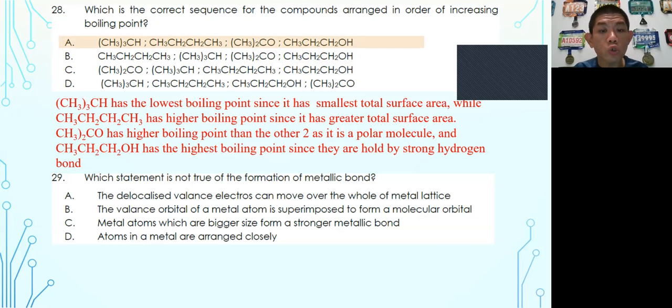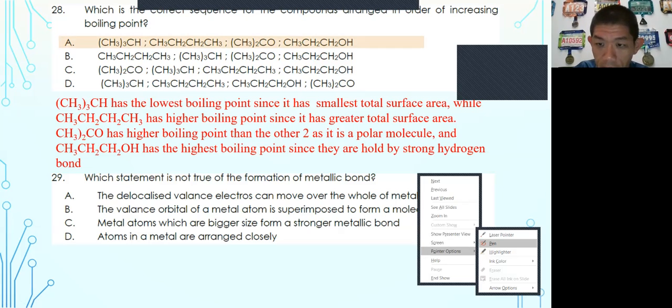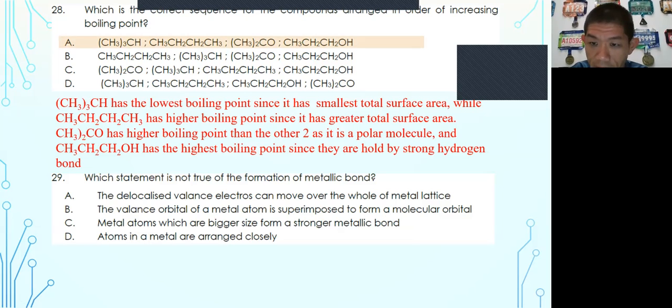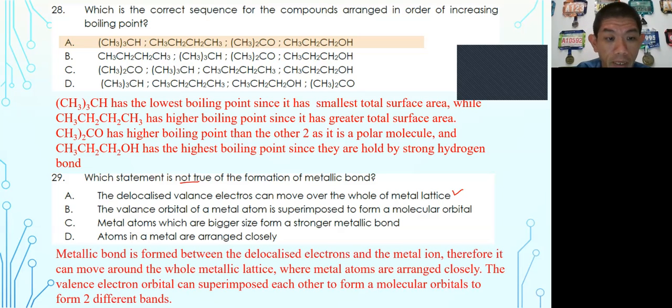Number 29, which statement is not true of the formation of metallic bond? Metallic bond is because of the delocalized electrons that can move through the whole metal lattice, which is correct. Okay, the electron can move about in the metal lattice, which is correct. But we are looking for not true. So A is not the answer. B, valence orbitals of metal atoms are superimposed to form a molecular orbital. Even though inside STPM we do not really study molecular orbital theory, the fact that the valence orbitals of the metal atom are superimposed is correct. Okay, so metal atoms which are bigger in size have a stronger metallic bond, which is wrong.